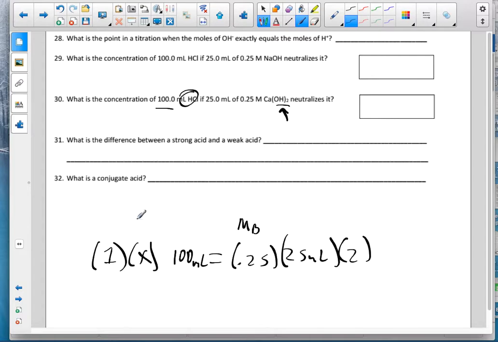Same thing we did before. This is my MA, which is going to be my X. My volume of the acid I got from right there. The number of H's I got from it's always the formula. And the number of OHs I got from the formula as well.